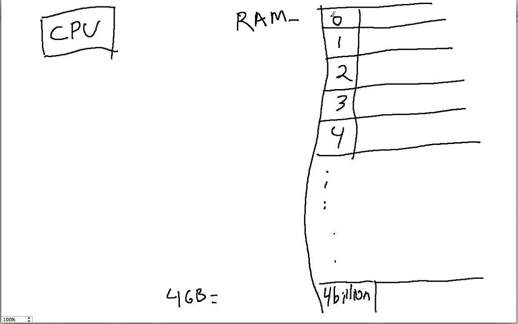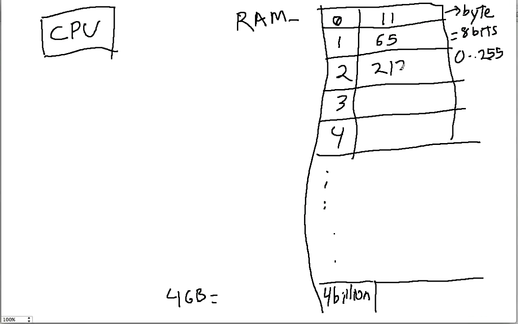And these are the indices, and then inside each one of these buckets is a number, or a byte. And as you probably know, a byte is equal to 8 bits. So which means that we can have a number between 0 and 255 in there. So, for example, at location 0 here, we might have the number 11. At location 1, we might have the number 65. At location 2, 212, and so forth.